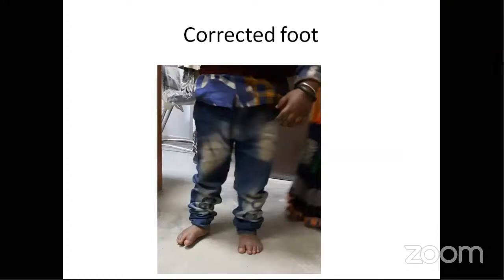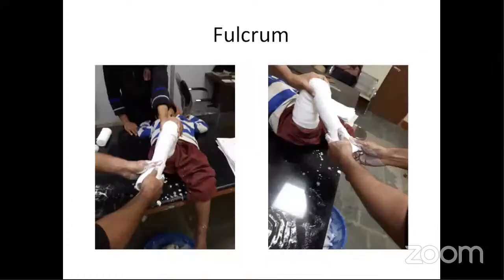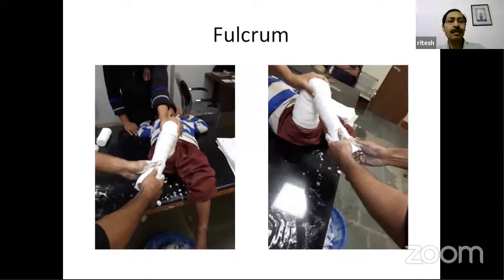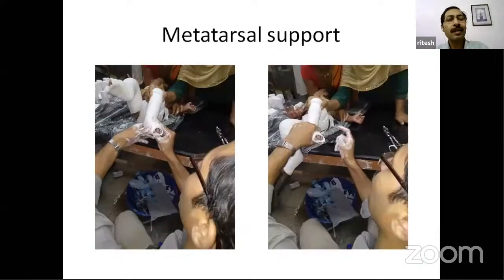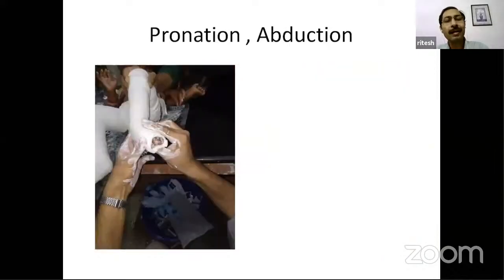Here I want to show that for creating the fulcrum we are keeping the thumb, a two-hand technique while manipulating. This is for the metatarsal support. So one by one, at no moment of time are we leaving the foot without metatarsal support and without the finger over the fulcrum. And here we are stretching the medial soft tissues, keeping the foot in pronation and abduction.